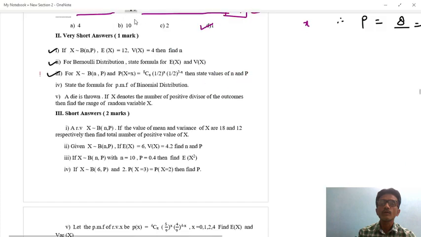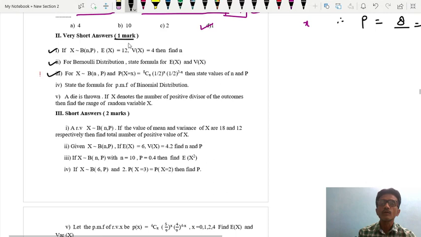Yes students, third question from the 1 mark questions. X follows binomial distribution with parameter n, p, and the probability distribution is given by this formula. To the best of my knowledge, there is a mistake here: in place of 3 minus x, it should be 8 minus x.